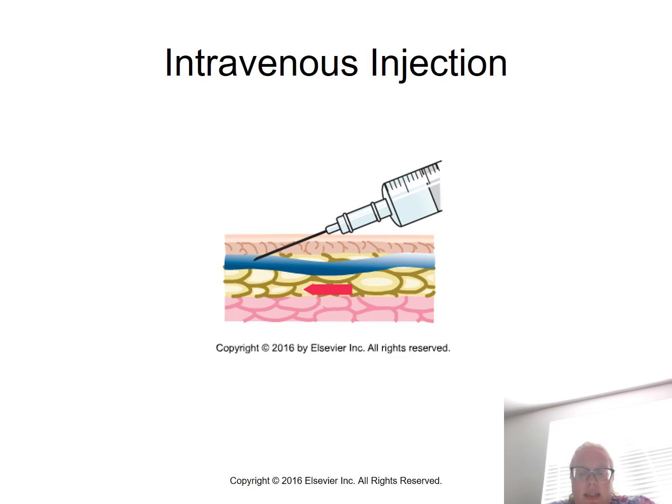Okay, so this now is an example of an intravenous injection. You see they've highlighted the vein that's blue, right? And then you see that angle, it's going right into the vein, and then we're going to inject the medication right into the vein.